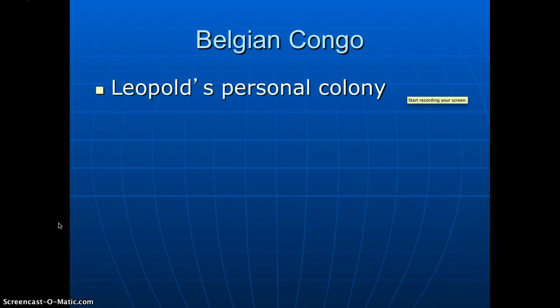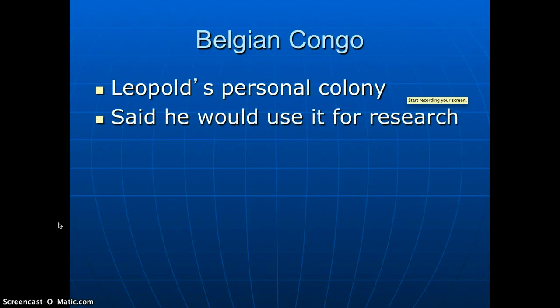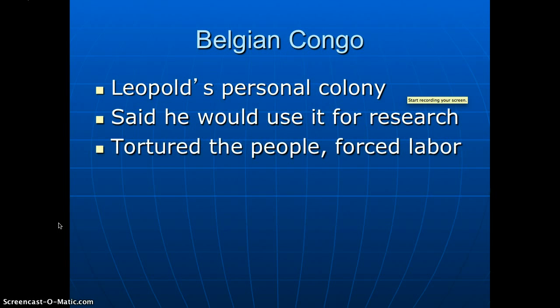Belgian Congo was actually Leopold's personal colony. So it wasn't actually controlled by Belgium as a country, but rather it was his personal colony, for which he was, well, I'll let you be the judge. At first he says he would use it for research. Remember, this is a time period of lots of new medical advances, Joseph Lister, Louis Pasteur, so Leopold says he wants to use this as a research colony, as a place to research diseases and possible treatments and medicines for those diseases. What actually happens is he uses this to make money, to make a personal profit.